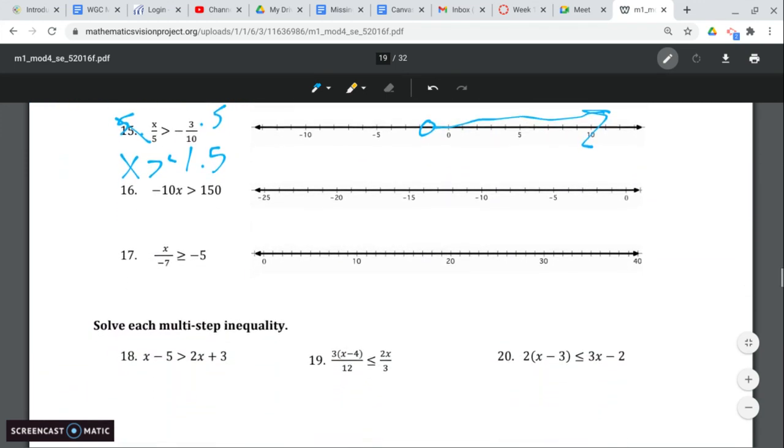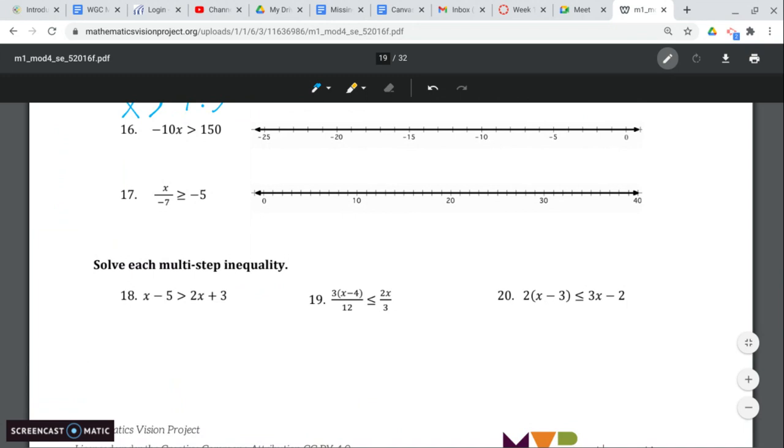All right, the last one I'm doing from this section is number 17. So here we have x divided by negative 7 is greater than or equal to negative 5. So just like the last one, we're going to multiply by the denominator, so multiply by that negative 7. So we have x. Now, we multiplied by a negative, which means what do we do with the inequality symbol? We flip it. So this becomes less than or equal to.